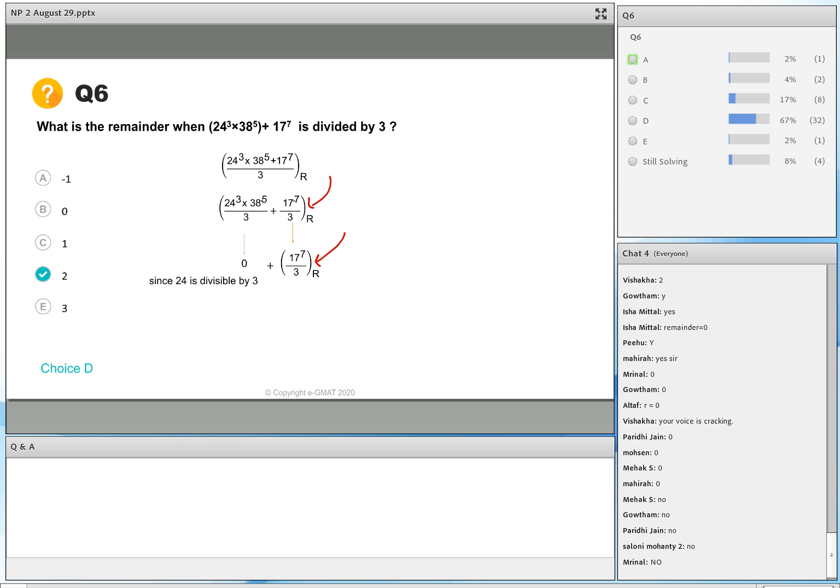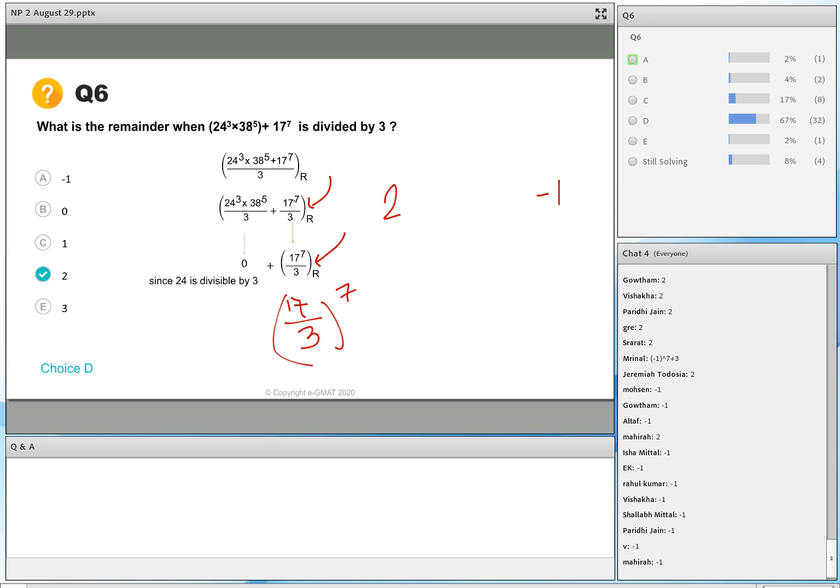Now, what is the remainder when I divide 17 by 3? It's equal to plus 2. Perfect. Can you also tell me the negative remainder, please? You simply subtract the divisor, right? So I have two remainders: plus 2 and minus 1. What did I tell you, people? When I need to calculate 17 to the power 7 divided by 3, I'll first calculate the base remainder, then bring in the exponent. So these are the two remainders at base.